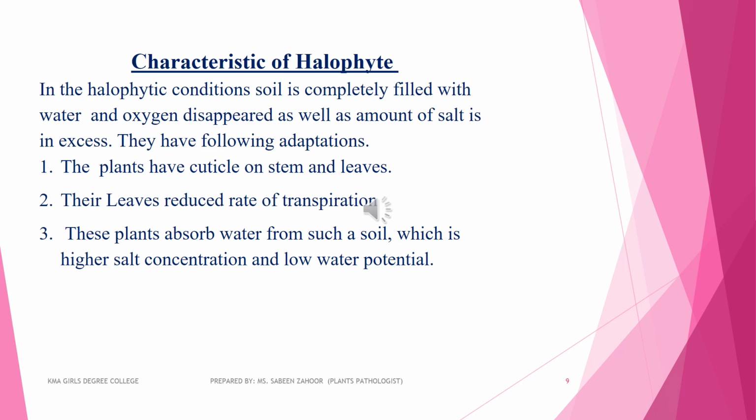Okay? Now girls, important characteristics of halophytes. In the halophytic condition, the soil is completely filled with water, oxygen disappears, and the amount of salt is in excess. They have the following adaptations. The plants have a cuticle on stem and leaves. Their leaves reduce the rate of transpiration. These plants absorb water from soil which has higher salt concentration and low water potential.